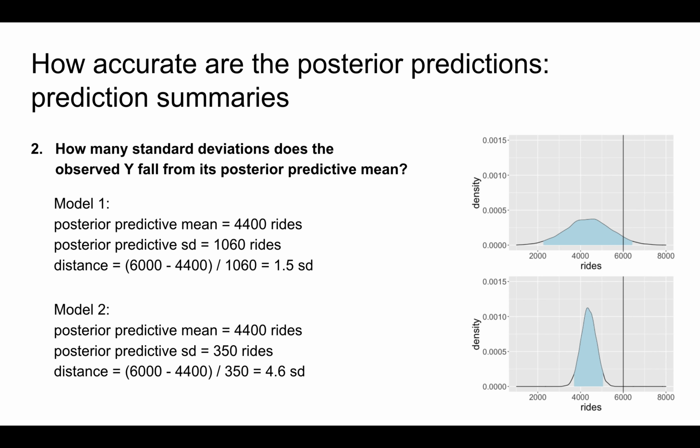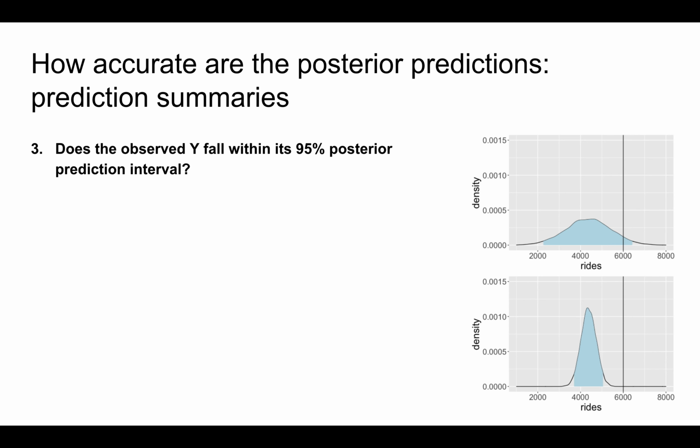Beyond comparisons of our observed outcome to its posterior predictive mean, we can consider the coverage of our posterior predictive model. For example, we can simply ask whether our observed y value falls within its 95% posterior prediction interval. These intervals are shaded blue for the posterior predictive models at right. Notice that the observed 6,000 rides does fall within the 95% prediction interval for Model 1, but outside this interval for Model 2.